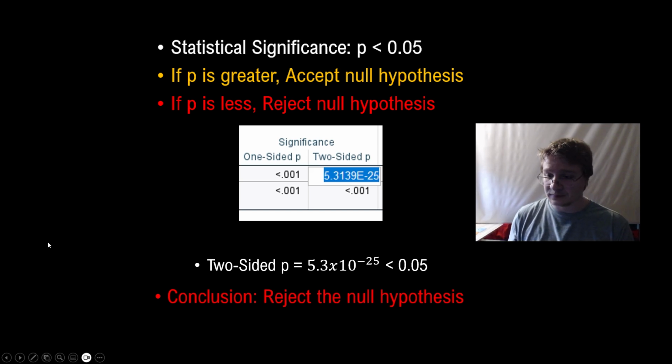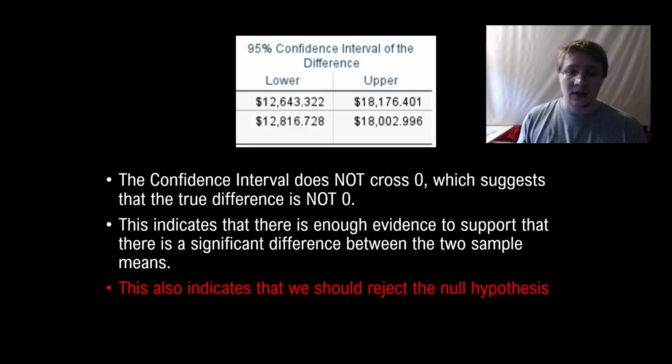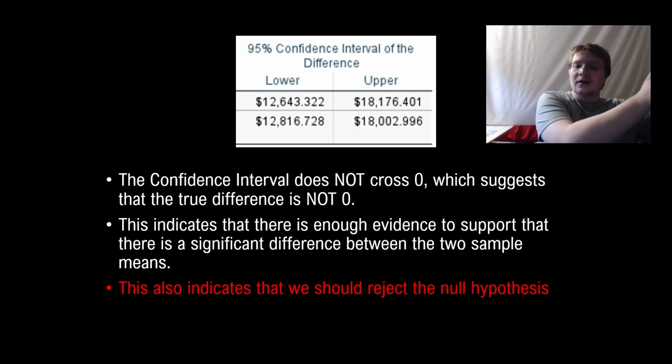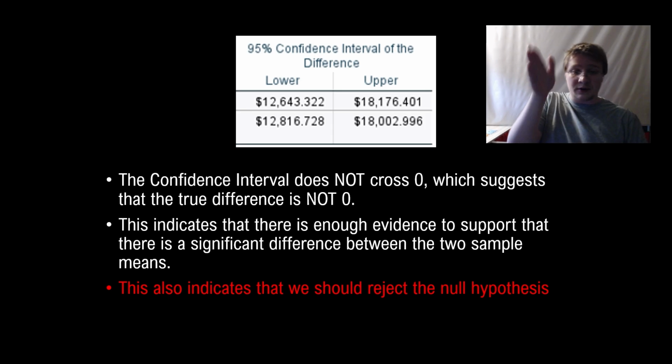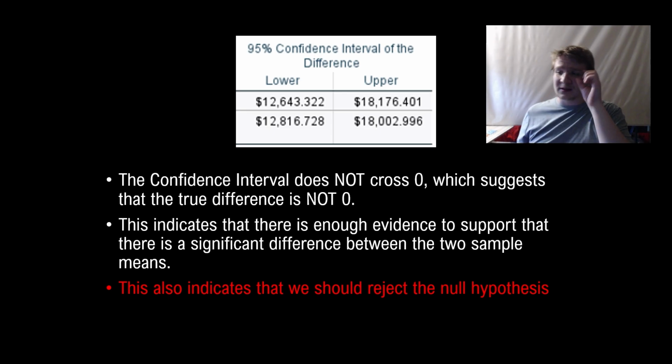And lastly, we're going to see if it crosses 0. Here, both values are positive, so we know the 0 is way over here. We don't cross 0 from the lower or the higher bound, which means that the confidence interval does not cross 0, which suggests that the true difference is not 0. There's definitely a difference.